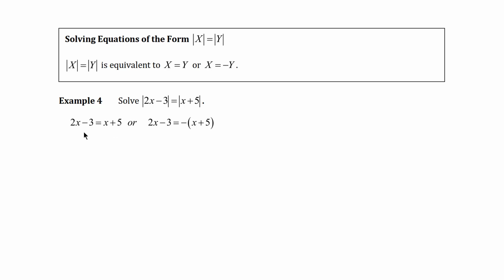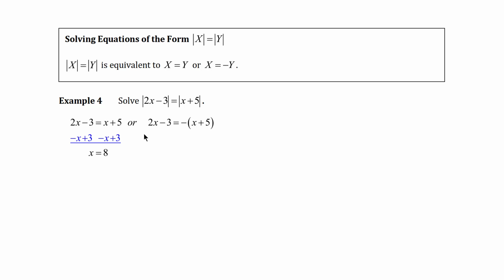Starting with the first equation, to solve for x, I did two steps at once. I got rid of the minus 3 by adding 3 to both sides of the equation. I also got rid of the x by subtracting x from both sides of the equation. Simplifying the left-hand side, 2x minus x will be x. Minus 3 plus 3 cancels out. On the right-hand side, x minus x cancels out, and 5 plus 3 is 8. So the result is x equals 8.